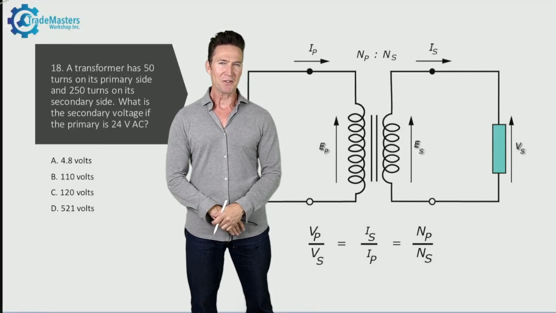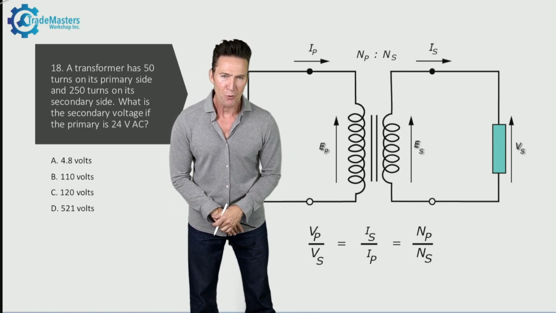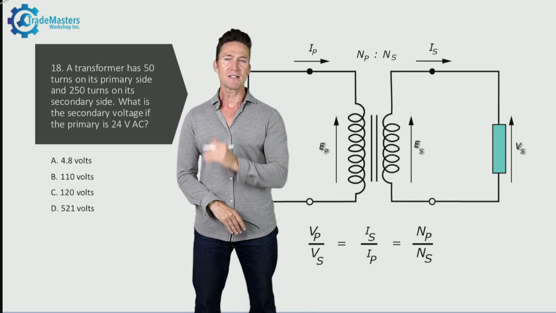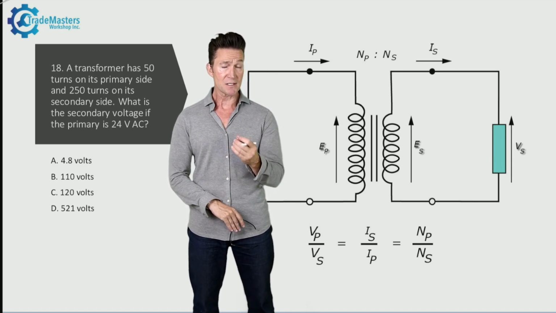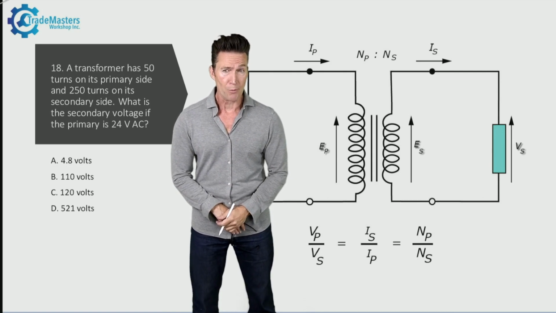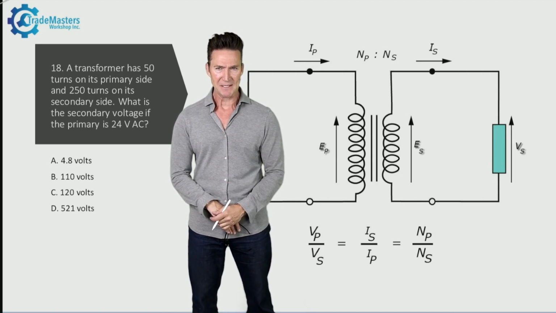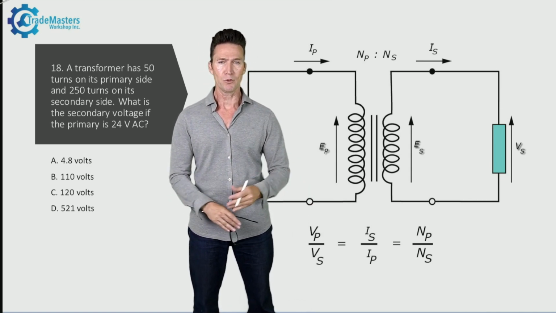Have another great calculation question for you. This time it's relating to transformers. So the question reads, a transformer has 50 turns on the primary side. Turns means the number of loops, if you will, and 250 turns or number of loops on its secondary side. So it's the primary winding and the secondary winding, each having a different number of loops.